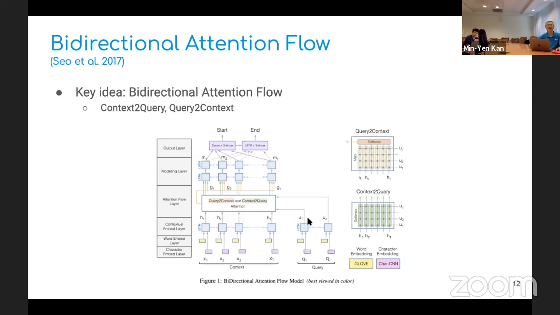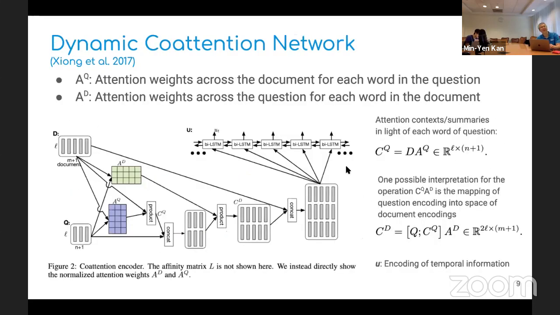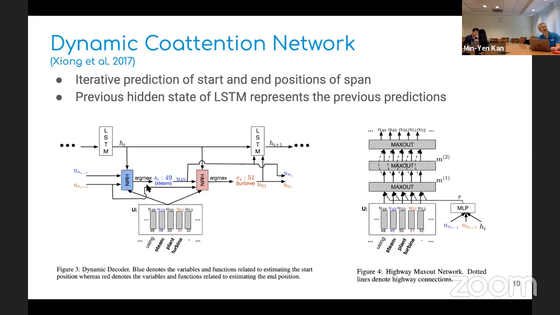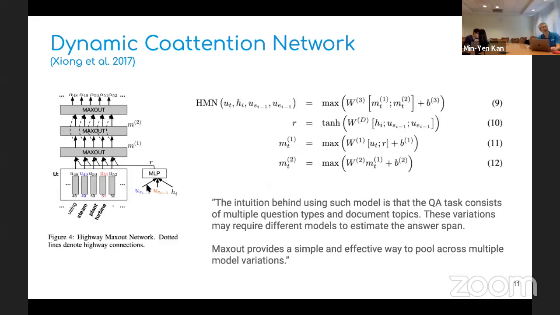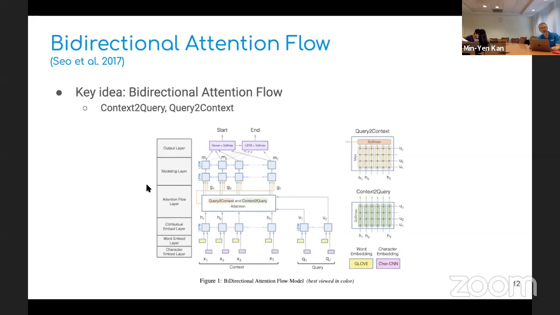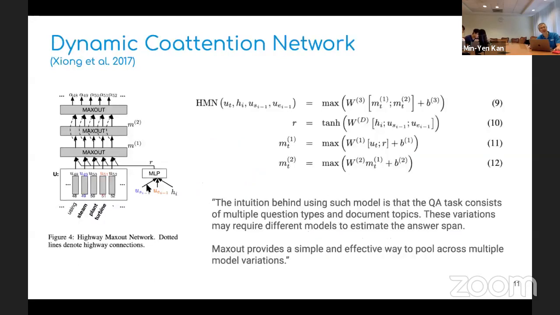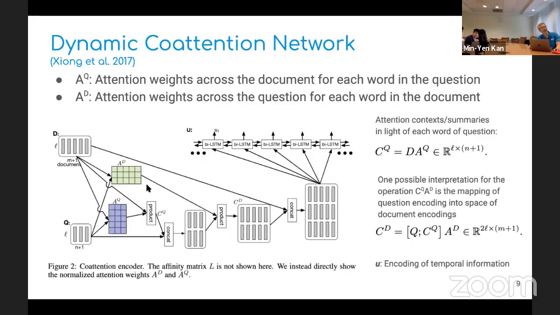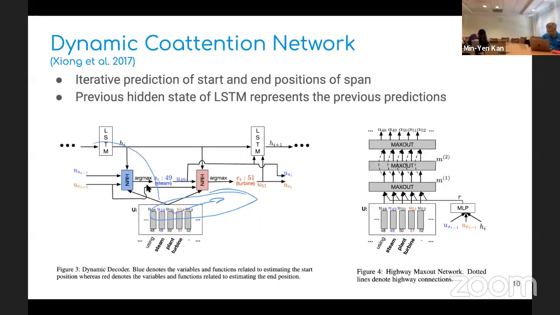Yeah. It's the same, right, actually. Like this can't be compared to this thing here. Not exactly the same, but I mean, the idea is the same. The pipeline is a little bit different, right? So if you look at the DCN, the one that you showed earlier, the pipeline about how these things get computed is in a different order. Like the CQ and the CD are computed sequentially, right? They're one after the other. Whereas in BiDAF, they're sort of independently calculated, right?